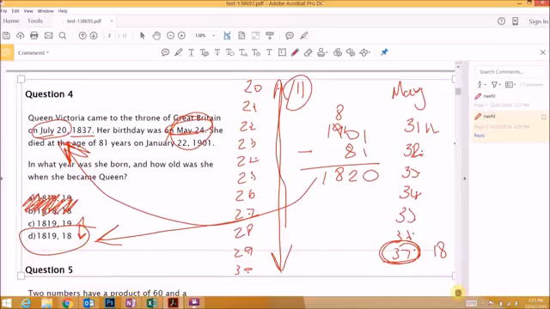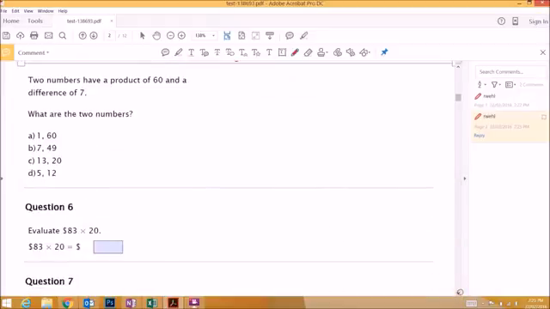Alright, quite a tricky one, that one. Two numbers have a product of 60 and a difference of 7. What are the two numbers? So what you can do here is you know that A times B equals 60. So you need to come up with some numbers. Alright, here are our numbers. 1 times 60 is obviously going to be 60.